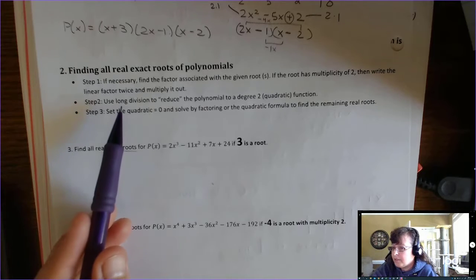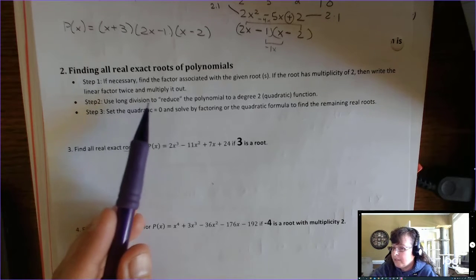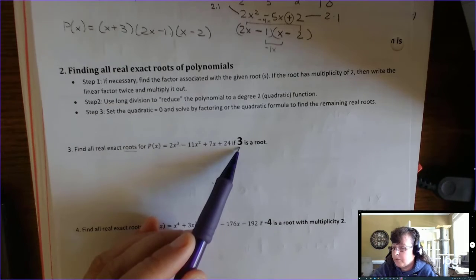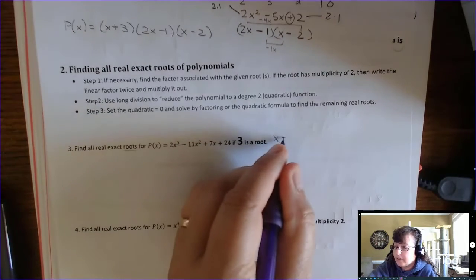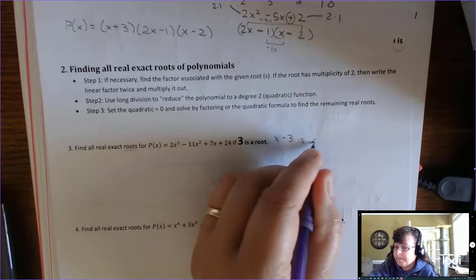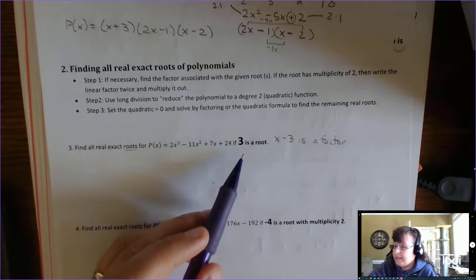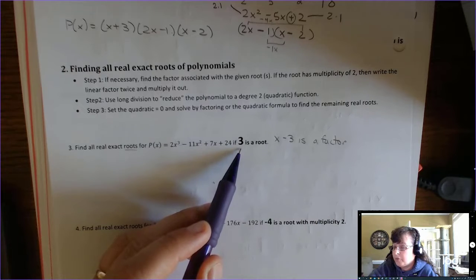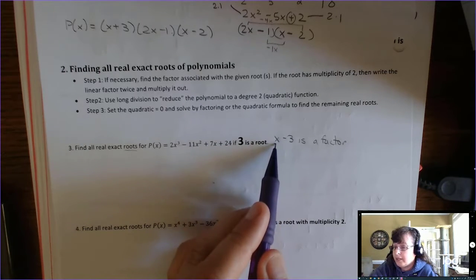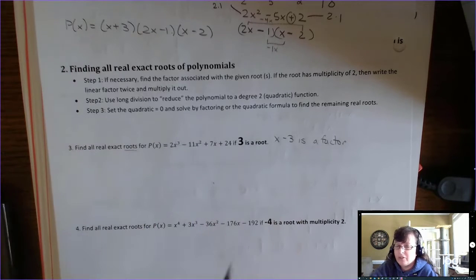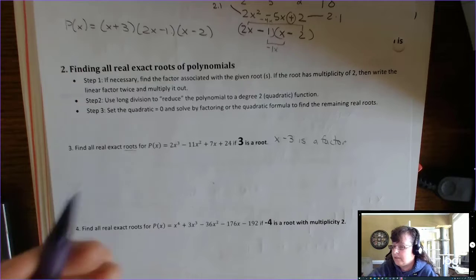Well, step 1 says find the factor associated with the given root. So if 3 is a root, then x minus 3 is a factor. Okay. If it said 3 is a root with multiplicity 2, then you would have to do x minus 3 times x minus 3 and multiply it out, and you would not be able to use synthetic division. Well, you could. Maybe I'll do one.